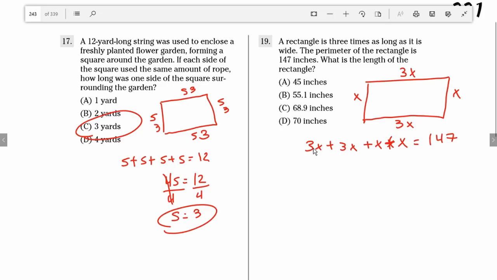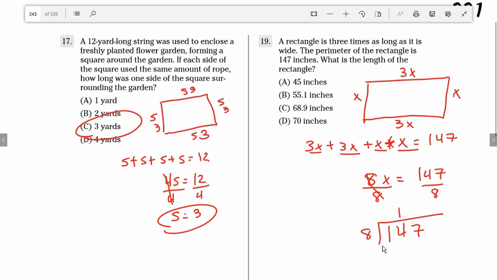3x. So this becomes 3x, 6x, 7x, 8x. 8x equals 147. Divide both sides by 8 to get x by itself. 147 divided by 8. Does 8 go into 14? It does one time. 1 times 8 is 8. 14 minus 8, of course, is 6. Drop down this 7. Does 8 go into 67?